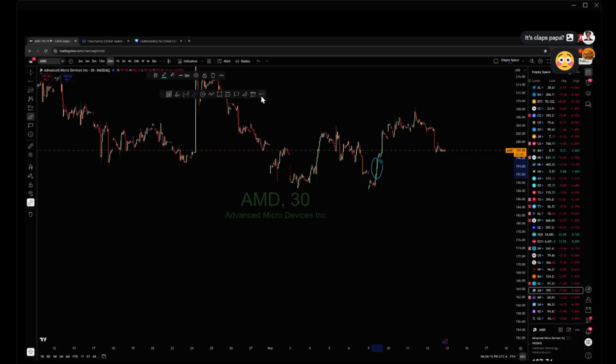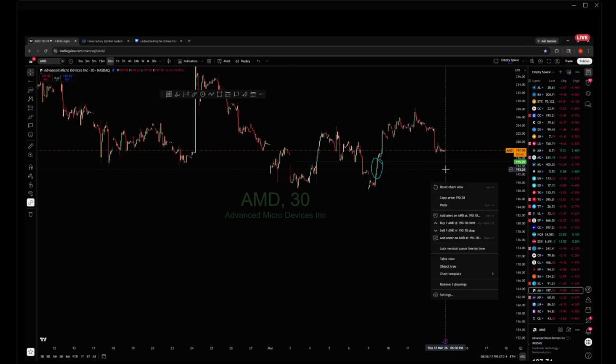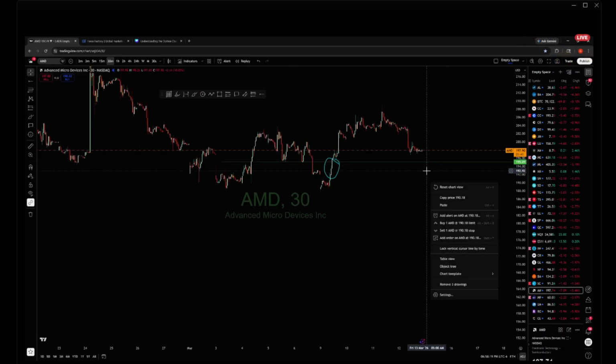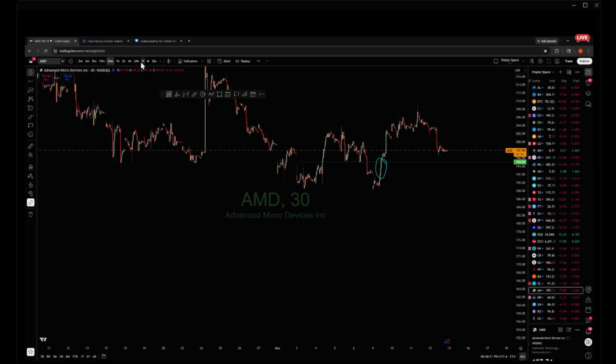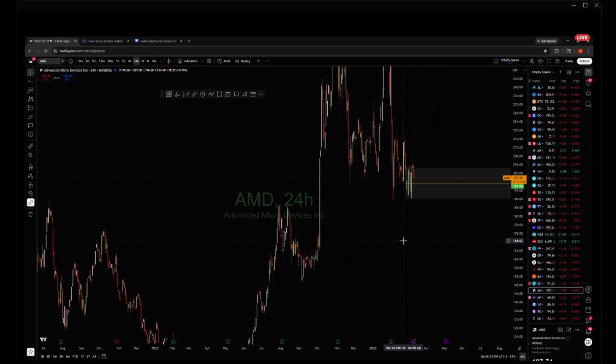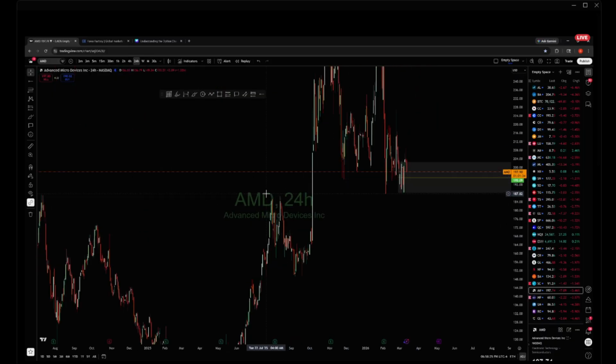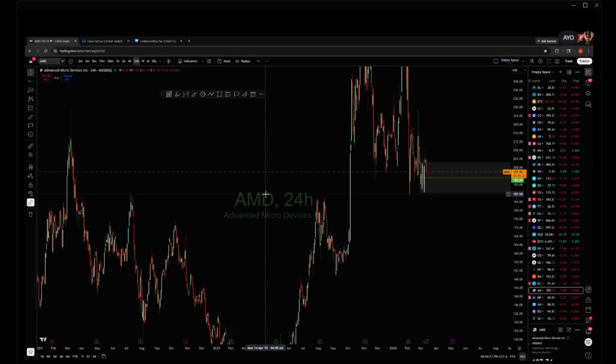Yeah, you would have 194.75 as a pit stop, and then you could look at probably taking the rest of that down. But when you look at this on the 24-hour, this has a very, very straightforward setup, because it bounces off of the top here.